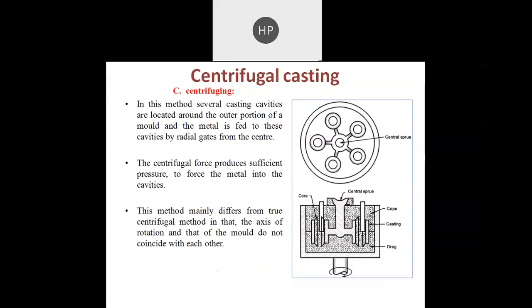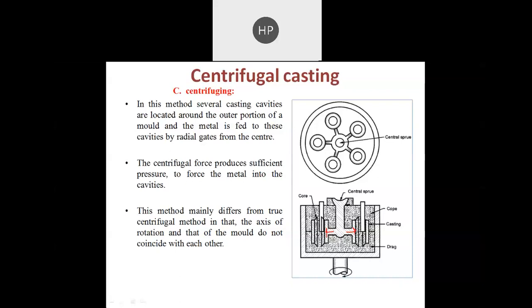Then this is the third process, the centrifuging process. In this method, several casting cavities are located around the outer portion of the mold. As you can see in this diagram, this is the central sprue, and on that central sprue there are a number of different parts, or cavities, being produced. The cavities being produced may be irregular, non symmetrical, of different shape and size.